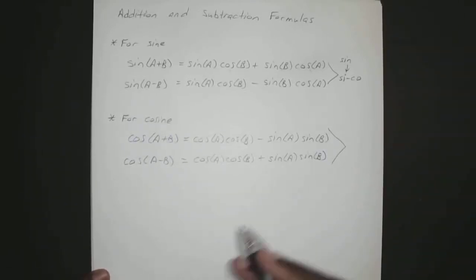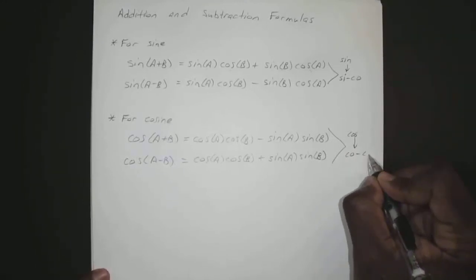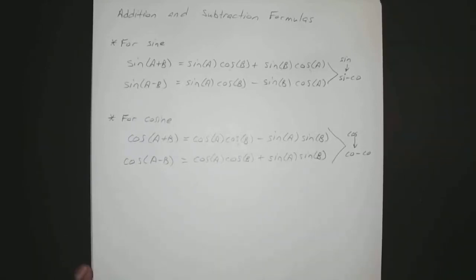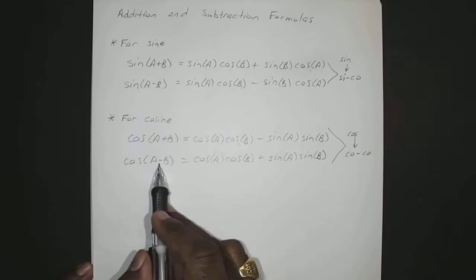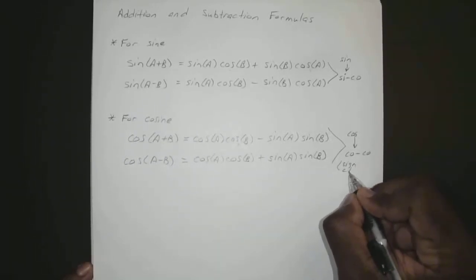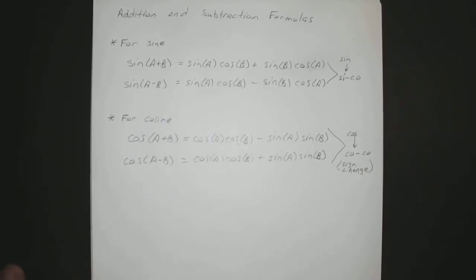For cosine, I have that as cocoa. Cosine, cosine, and the other one's sine and sine. The only thing about cosine is you have to remember that the plus sign changes to minus and the minus sign changes to plus. Like I said, just one of those little things that help me remember.